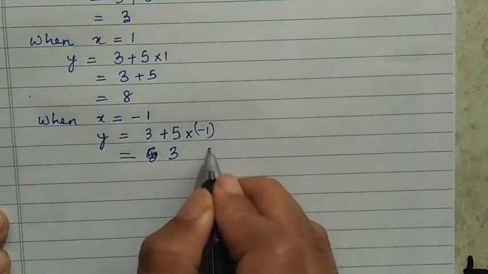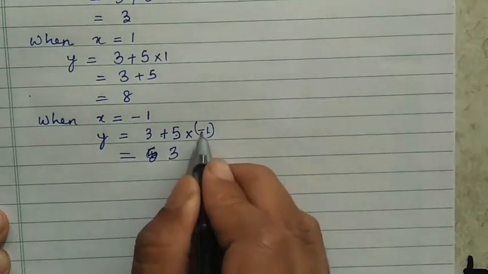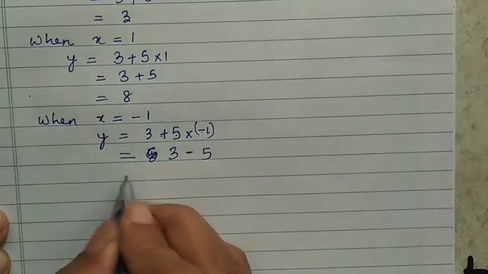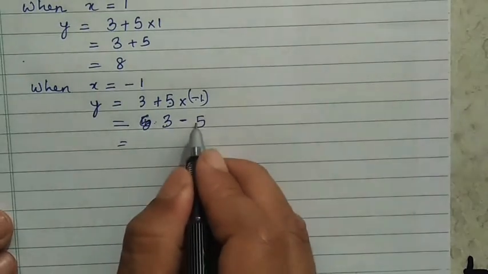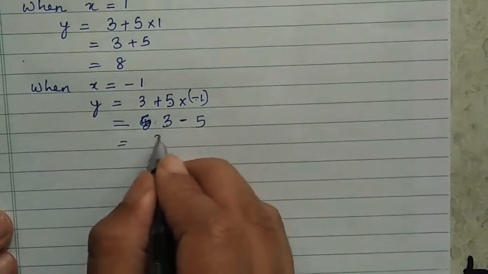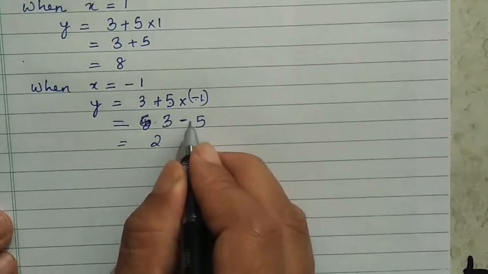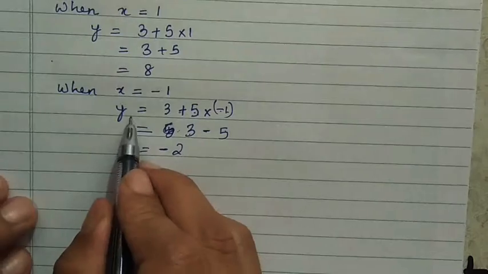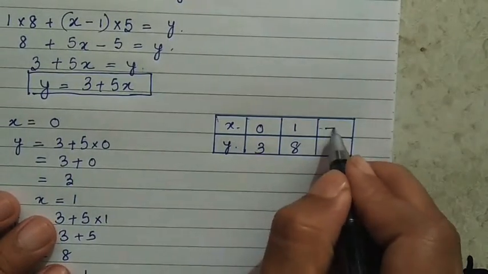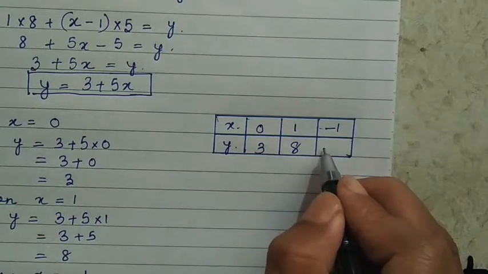Now 5 ones are 5, with a plus sign and a minus sign. Plus into minus is minus. There are different signs, so the answer takes the minus sign. Subtract 2; the division of 5 is negative, so this answer will also be negative. So when x is equal to -1, y is equal to -2.